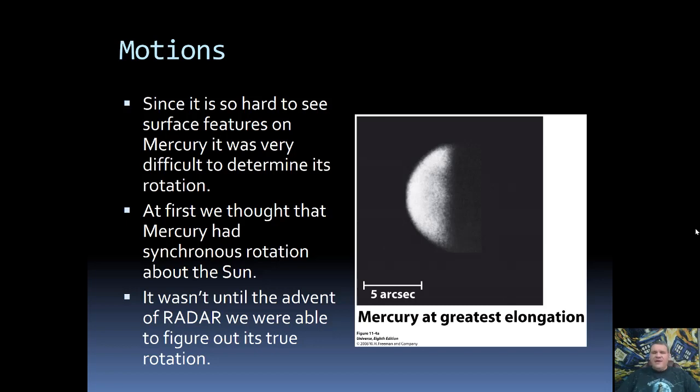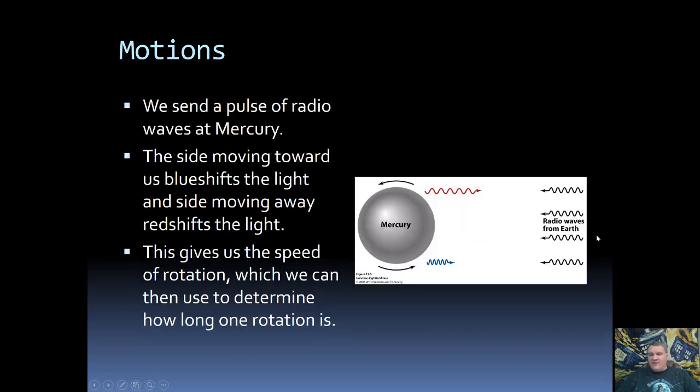Okay, so what we did is we send out a pulse of radio waves. Now all of these are going to have the same wavelength to begin with. When these radio waves reflect off of Mercury, the side that's moving away from us, the returning light, will be red shifted. Okay, the side that's coming towards us, the reflected light from that side will be blue shifted. So we get a red shift and a blue shift, which are going to tell us the speed that Mercury is rotating. How fast are these two sides moving? Well, if we know how fast they're moving, we can then figure out the total rotation rate.